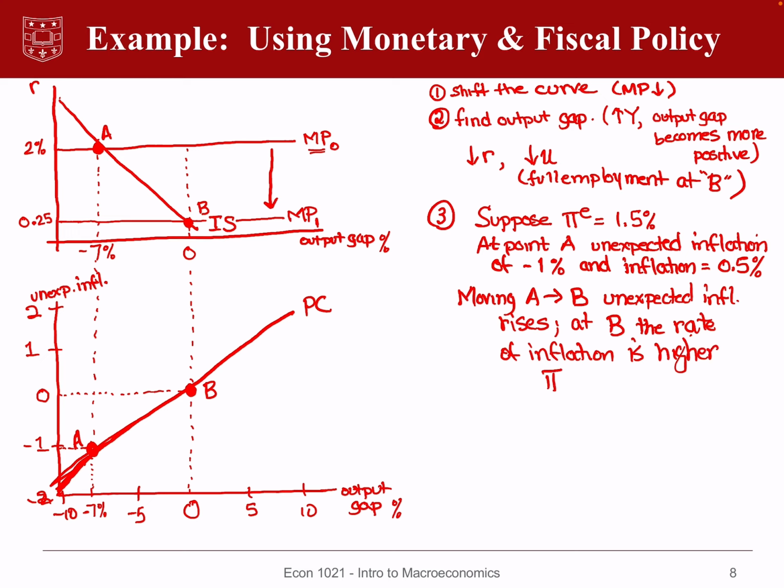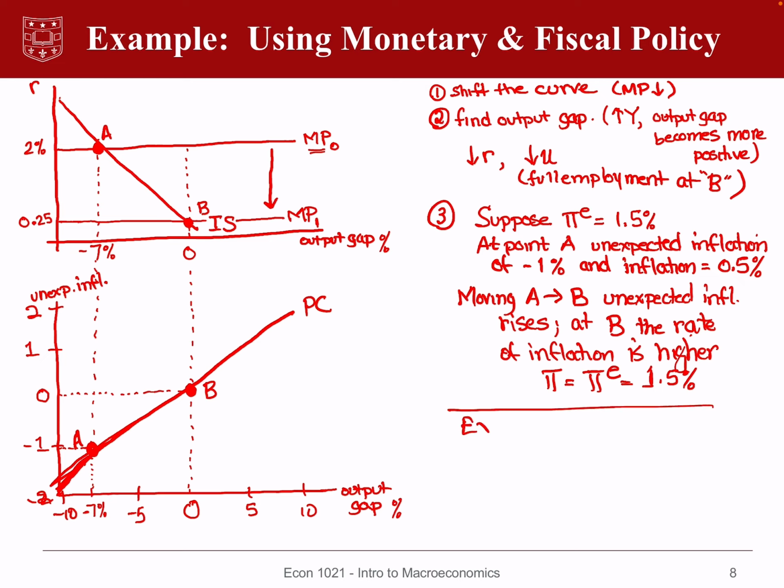Specifically, the rate of inflation is the expected rate because there is no unexpected inflation. So unexpected inflation rises from -1% to 0, and therefore the rate of inflation is going to be 1.5%. So what can we conclude? This expansionary monetary policy, we will see, is consistent with lowering the real interest rate.